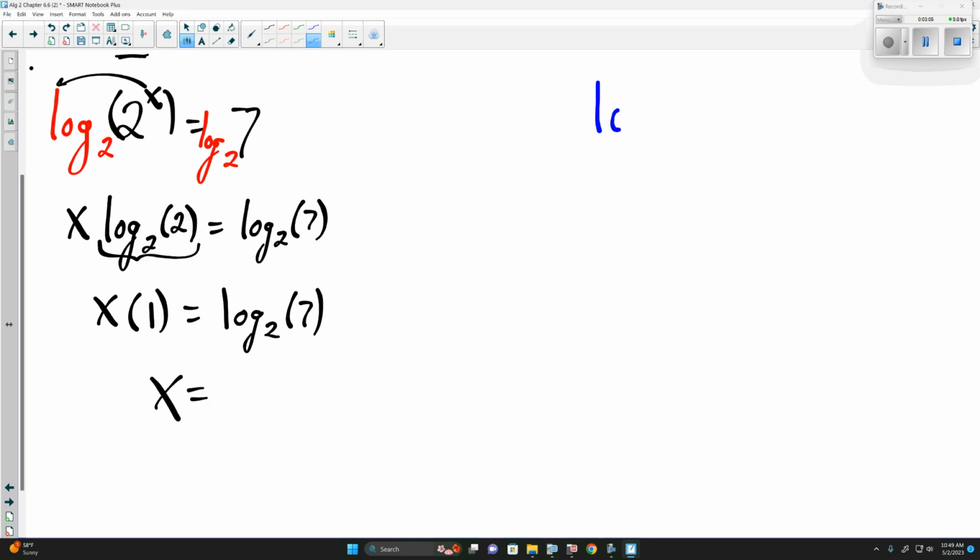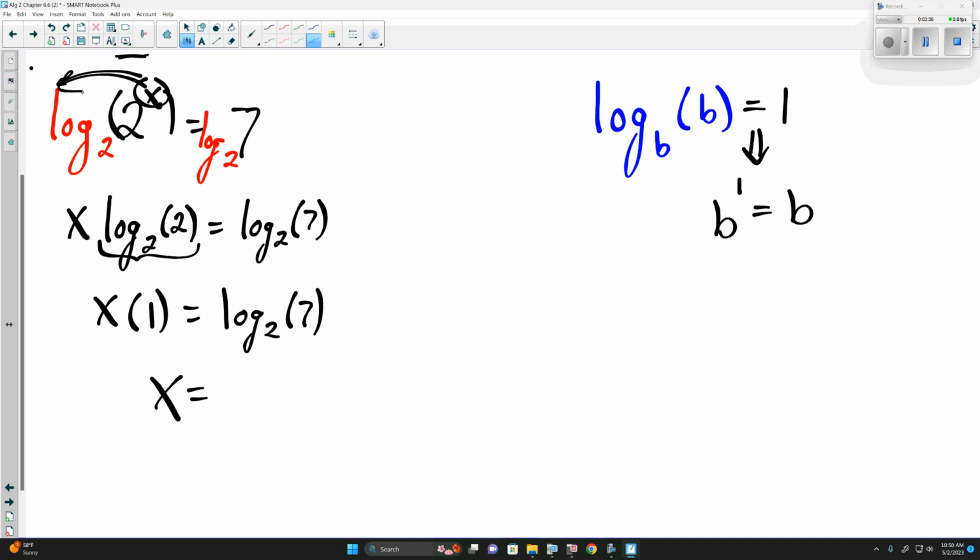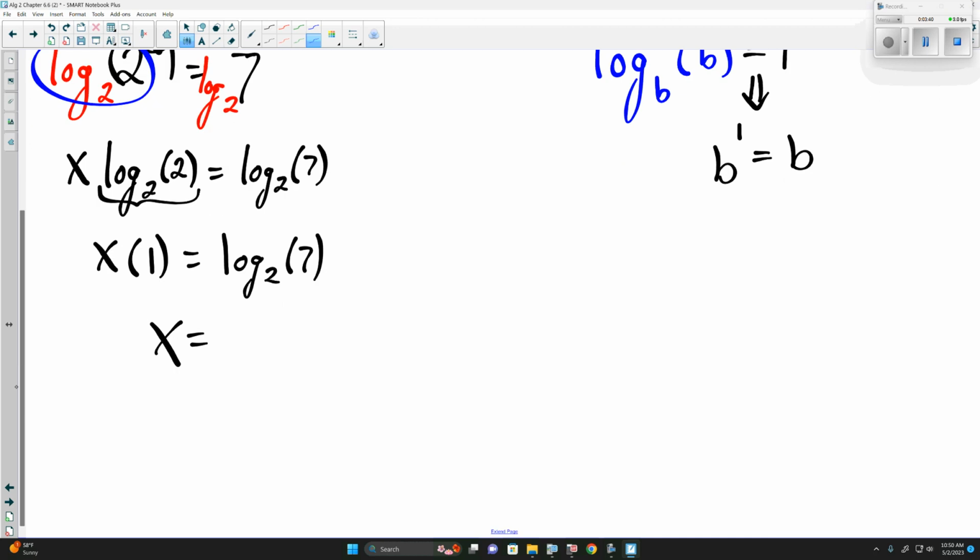One of the properties we had the other day is that log base b of b is 1. Whenever the base and what's inside the logarithm are the same, it reduces to 1. If we did change this to exponential form, we'd have b to the first is equal to b. It simplifies to 1. So by applying log base 2 to both sides, we're able to, 1, get the variable out of the exponent and reduce this side to just 1 times x, or x.